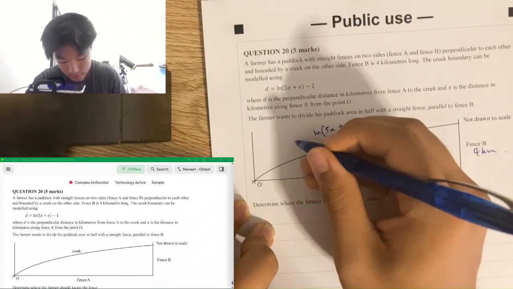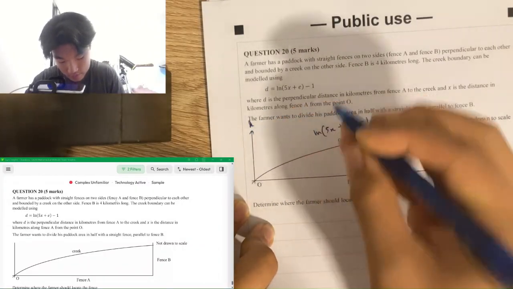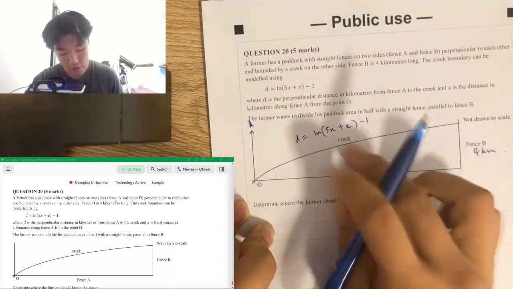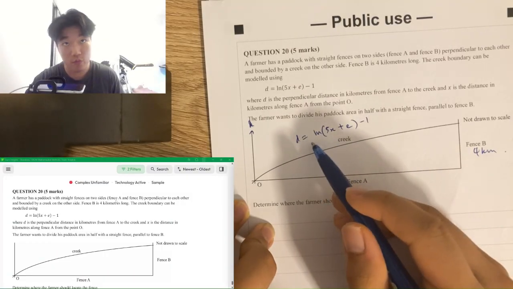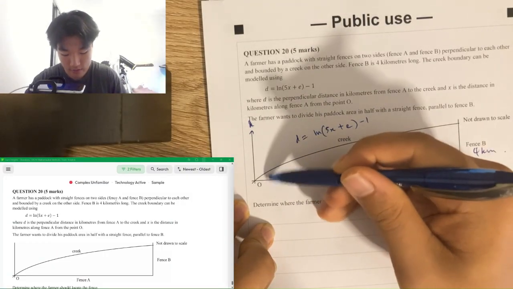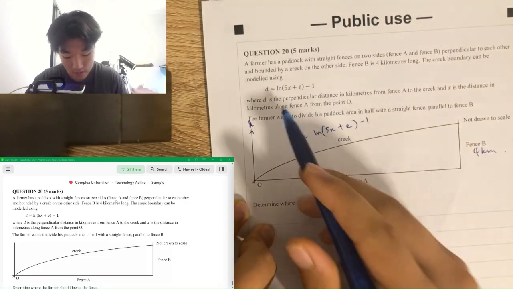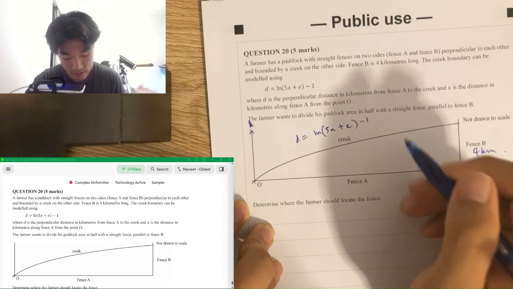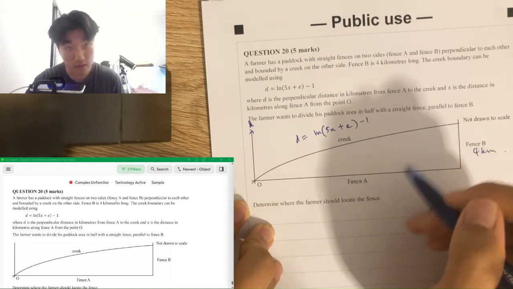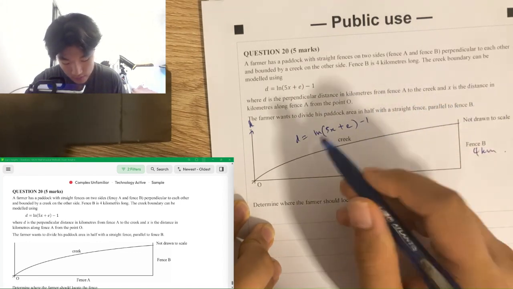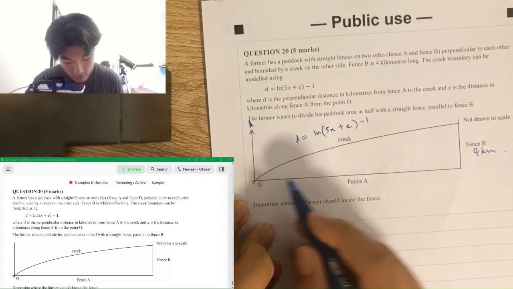So D, this is D. The creek can be represented with this function, and that just represents the vertical, so the y value, which in this case is D. D is the perpendicular distance from fence A to the creek. Yeah, so it's perpendicular. And x is the distance in kilometers across fence A.